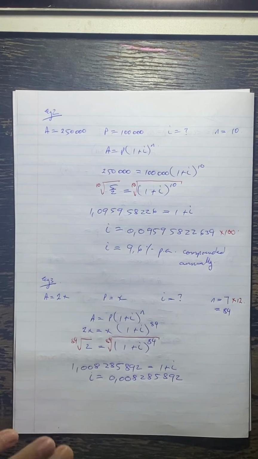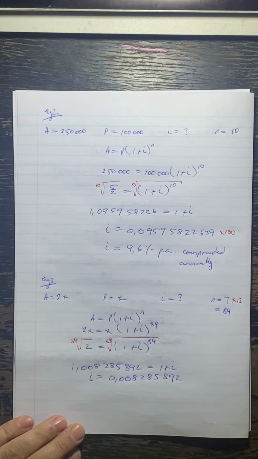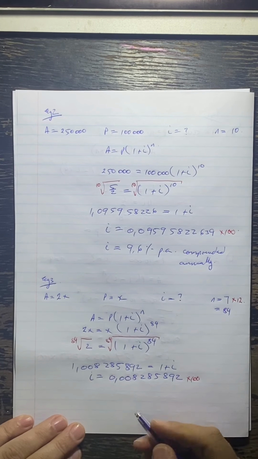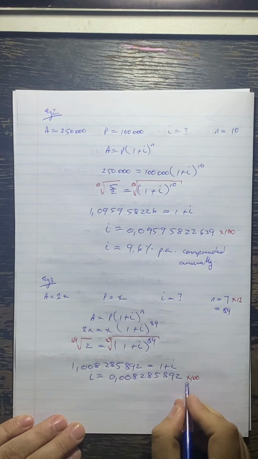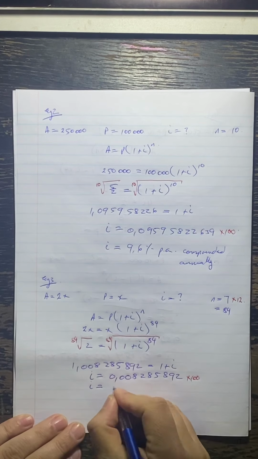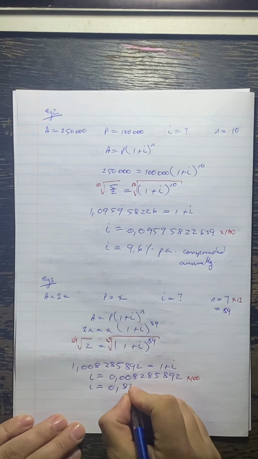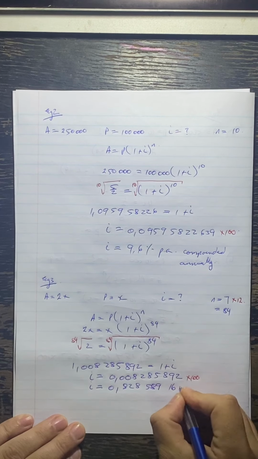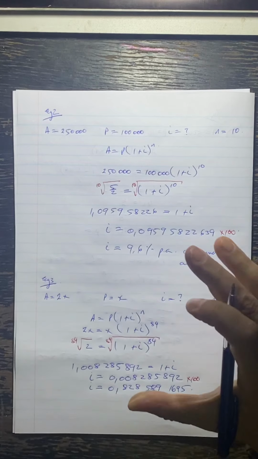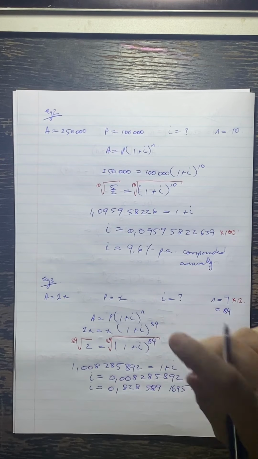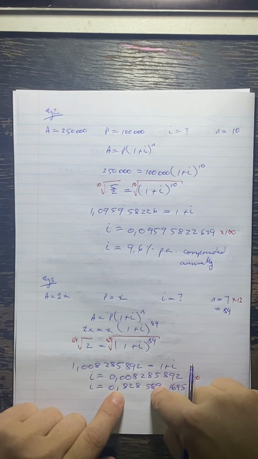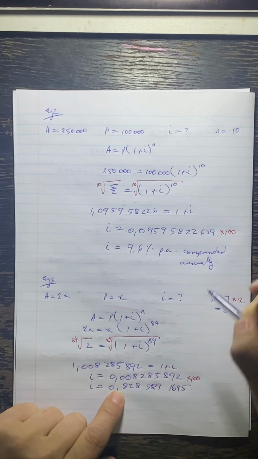0,008285892. So we're at this stage now, and I need to now multiply this by 100 to get it into a percent. Okay, and if we multiply this by 100, we'll get I is equal to 0,8285892. Okay, now a lot of people would just stop there, but remember that this is a monthly rate. We want to convert it into an annual rate, okay?